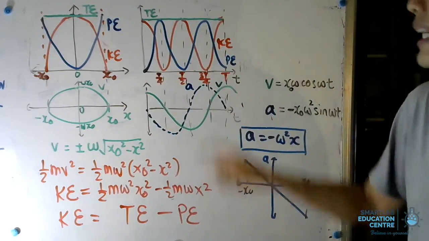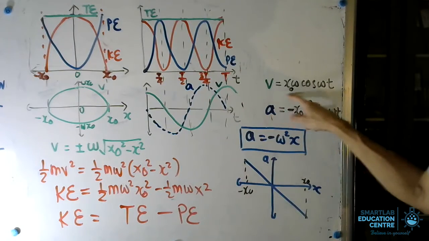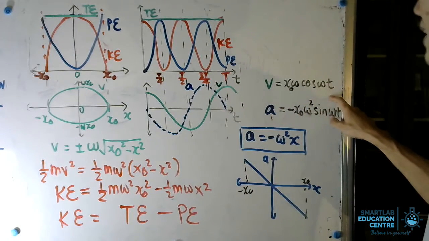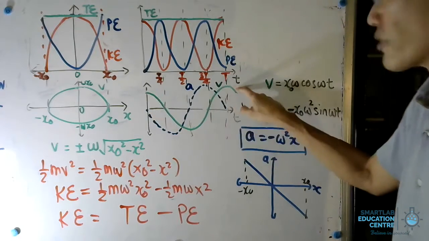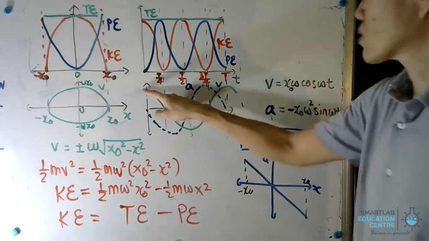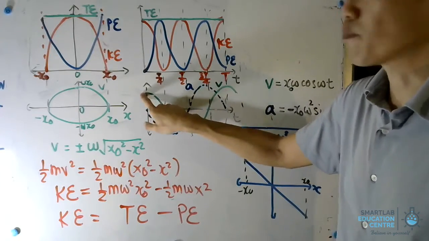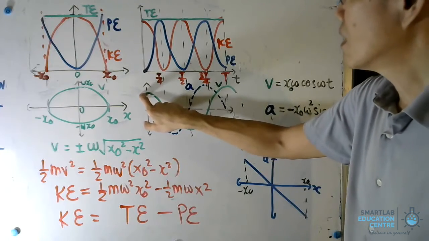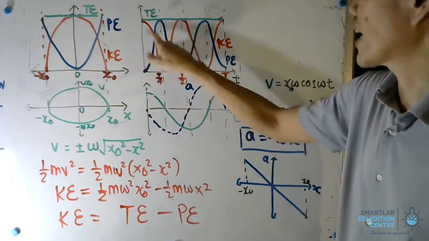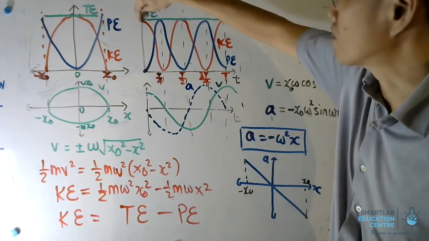Now let us take a look at how energy varies with time. So we still start from v equal to x naught omega cos omega t. So that is the graph in green. We'll take the same process of squaring the velocity and multiply by half m. From the green graph, we know that the velocity is maximum here. So if you were to square it and multiply by half m, in terms of the kinetic energy graph, which is in red, the kinetic energy must be maximum.